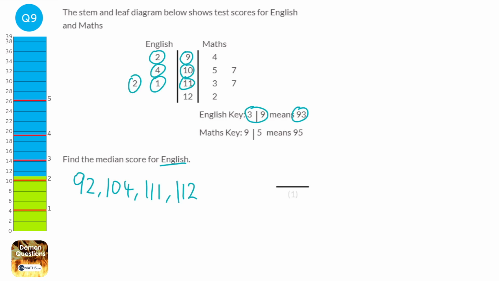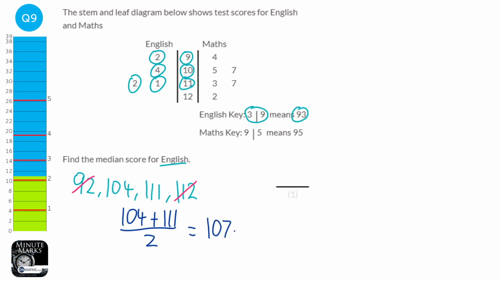So to find the median, we cross out the biggest and smallest until we're left with 1 or 2 in the middle. Here we're left with 2. So what we're going to do is add the 104 to the 111, and we're just going to divide that by 2. So when we do that, we get 107.5. So our answer is 107.5.